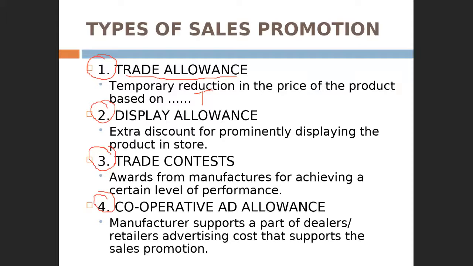So the temporary reduction in the price of the product is based on the time of purchase, on the volume of purchase. That is, the more you order, the bigger the discount you get from the manufacturer, or looking at it in a different way, on the dollar amount of purchase. Okay, so if you order over $100,000 worth of merchandise, you get a 20% discount, but below $100,000 worth of merchandise, you might get a 10% discount. Okay, so it's a temporary reduction in the price of the product, and the reduction is based on the time of purchase, the volume of purchase, and the dollar amount of purchase. Okay, so that is trade allowance in simple terms.